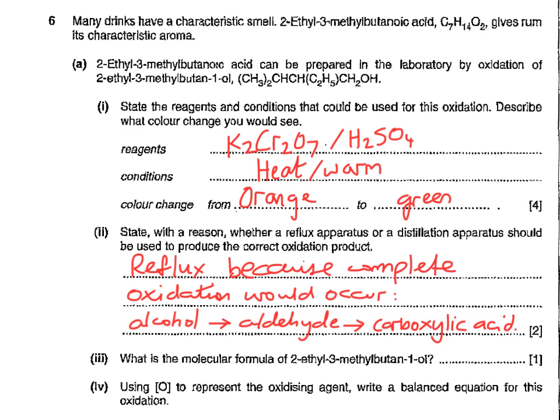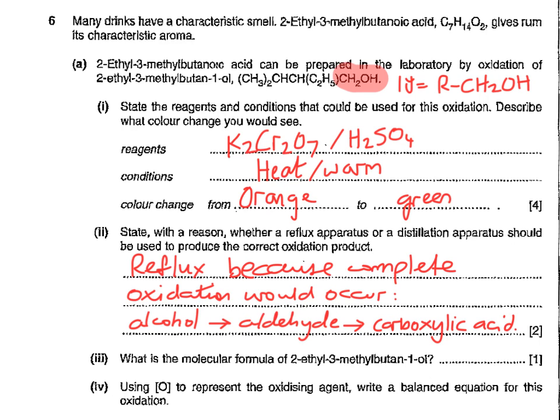In other words, it would oxidize via the aldehyde. What you do is you look for CH2OH in the structure, so it's a bit of a shortcut. It means you don't have to draw out the whole thing to work it out. But you do have to visualize it, because the next thing that they want you to do is the molecular formula of 2-ethyl 3-methyl butane 1-ol.